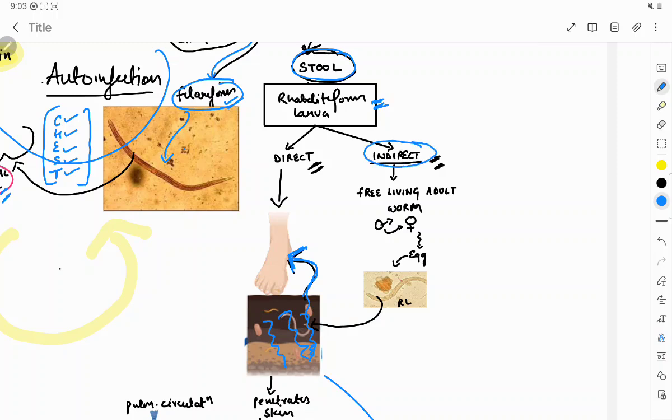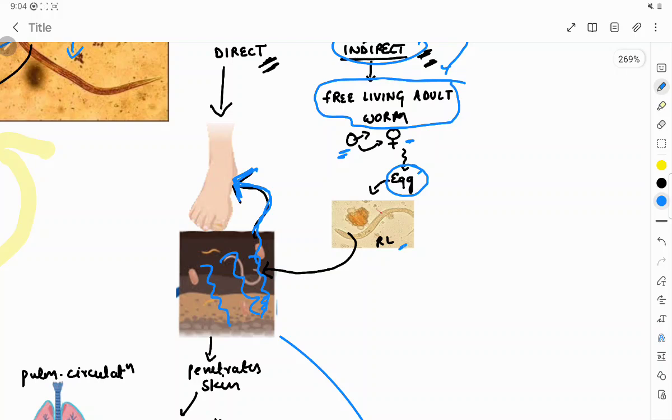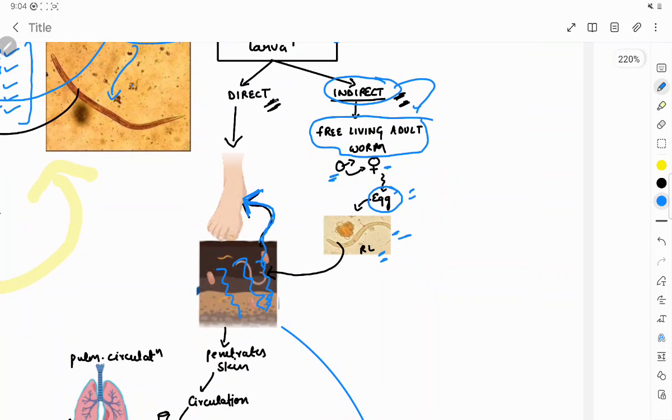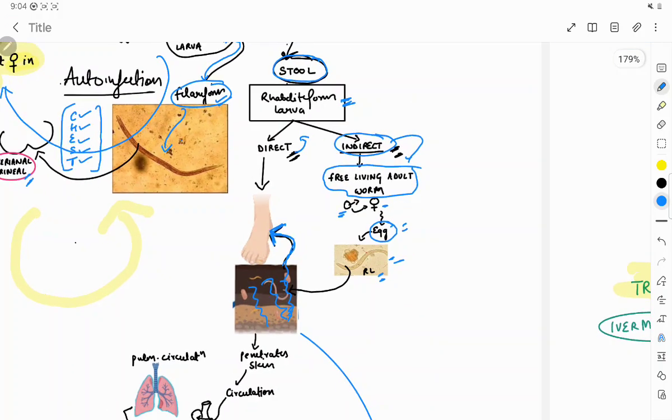By indirect we mean that we have a free living adult worm. In this case we have a specific female and a male, and the female is going to again lay eggs, and these eggs are going to form rhabditiform larva. Note that in an indirect cycle we have the rhabditiform larva as well as eggs outside of the human body, whereas in direct development we had the eggs inside the body where the worm was situated.